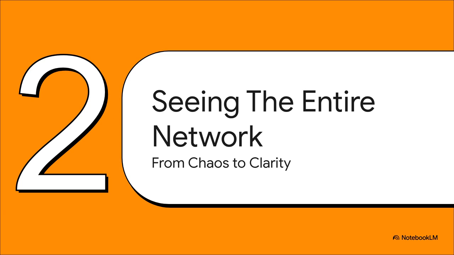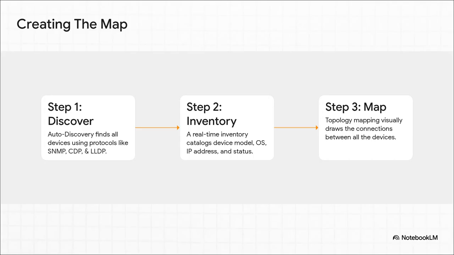Well, the first step is surprisingly simple in concept, but it is absolutely critical. You have to be able to see everything, all at once, in real time. And this is exactly how a modern platform turns that chaos into clarity. First, it automatically goes out and finds every single device on the network. Then it creates a super detailed inventory of what everything is, its model, its software, its status. And finally, it visually draws that crucial map, showing you exactly how everything is connected to everything else.